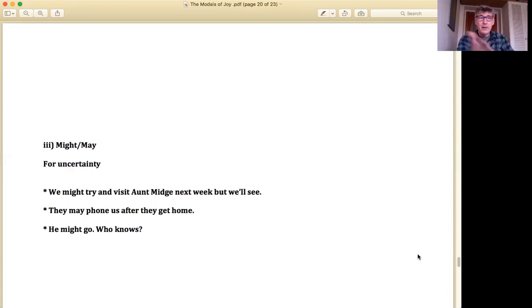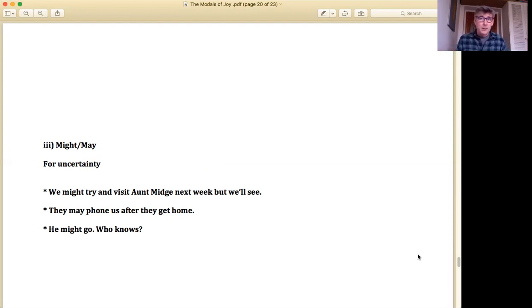And then this is just might or may for uncertainty. I think you know what this is. It's like, you're not sure about it. Like we haven't made a decision. We don't really know. And again, may is more formal here. We might try and visit Aunt Midge next week, but we'll see. They may phone us after they get home. It's like, we don't really know. It's uncertain. You can use could here too. They could phone us after the game because it's possible.